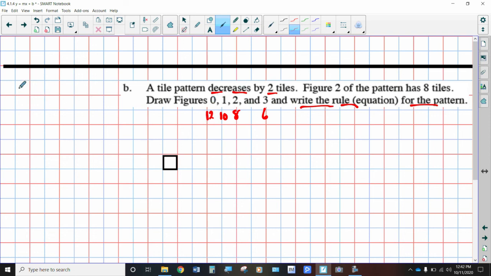So at this point, I know what the rule is, because it's going to decrease by 2 tiles as its growth rate. That'll be -2 times X. And where did we start off? We start off at 12. Does that work for the figure 2 having 8 tiles? Negative 2 times 2 is negative 4, and negative 4 plus 12 is equal to positive 8. Great. Okay, go ahead and build your tile pattern, and I'm going to do the same.